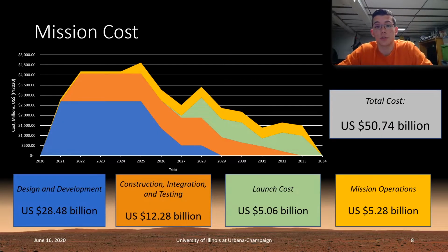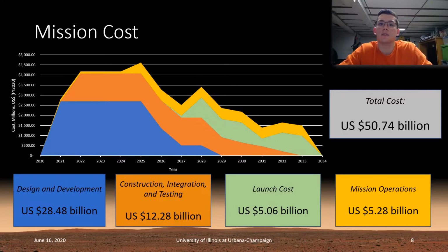Cost estimation for SHIELD was developed using NASA's Project Cost Estimating Capability software, or PCEC, coupled with manual calculation for the cost of the nuclear reactors. This manual calculation was done using an equation found in an update presentation for PCEC on NASA's NTRS. The cost of the design and development phase of the mission totals to around $28.48 billion in U.S. currency, while the construction, integration, and testing all will cost $12.28 billion.